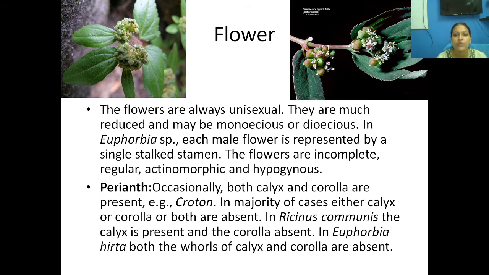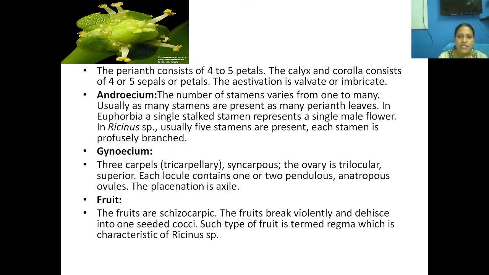Okay, what about Euphorbia hirta? There is nothing there. Instead, there is only an involucre cup. Okay, this is the very cute diagram of our inflorescence. And this is the nectar gland, and this is the stamens.